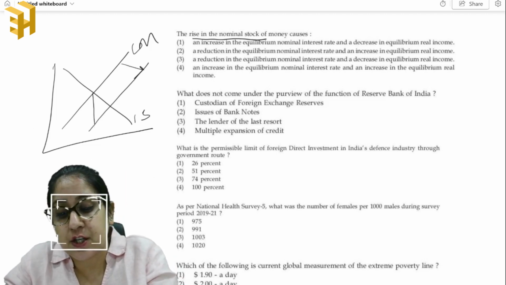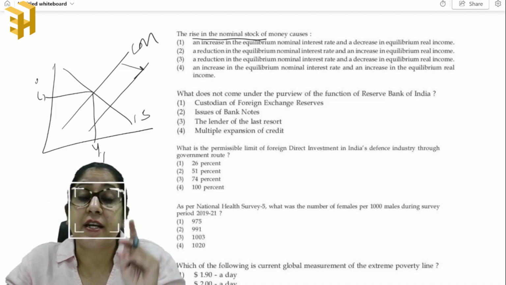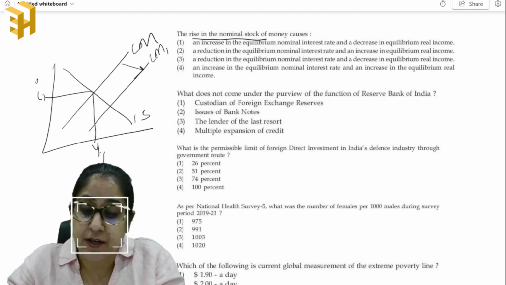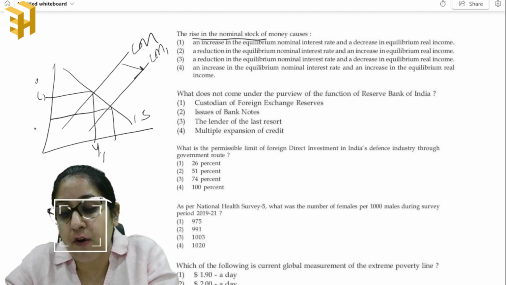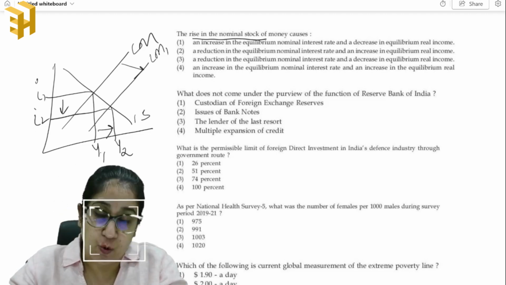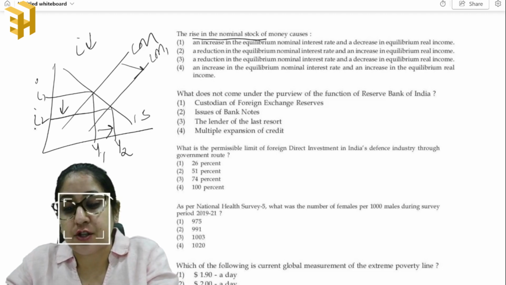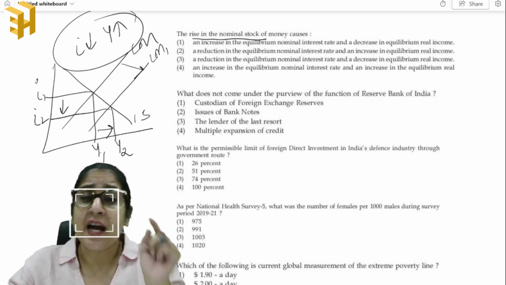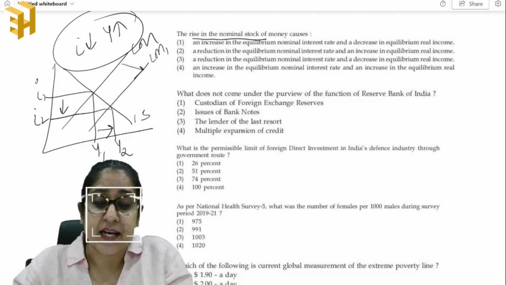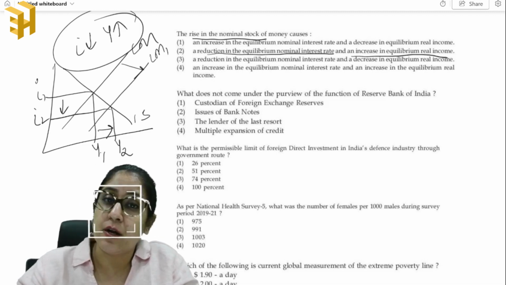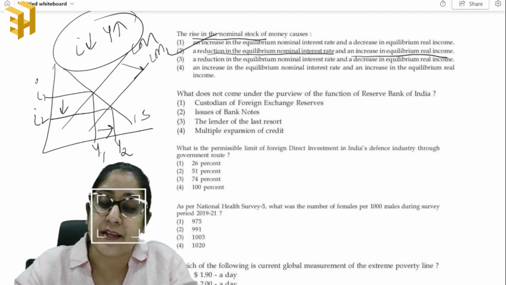So where the initial income level was this and interest level was I1, now with an increase in nominal stock, as a result of which the LM curve shifted to LM1, the real rate of interest has fallen to I2 and your income level has increased to Y2. Now we can say that interest rate has fallen and income has increased. And this is what your answer is going to be. That's what we are going to find in the options, that there will be a reduction in your nominal interest rate and an increase in the equilibrium real income. So the second is the answer in this case, right?